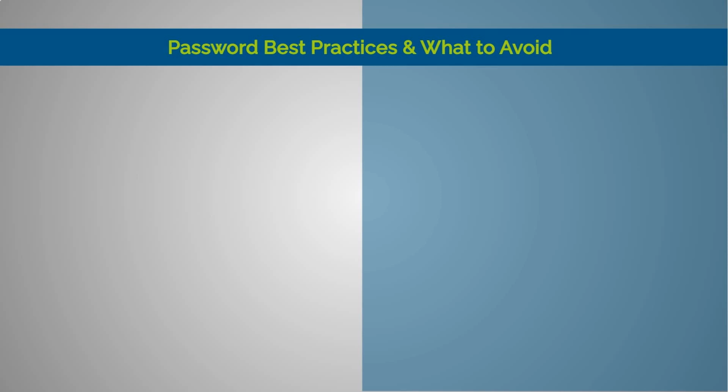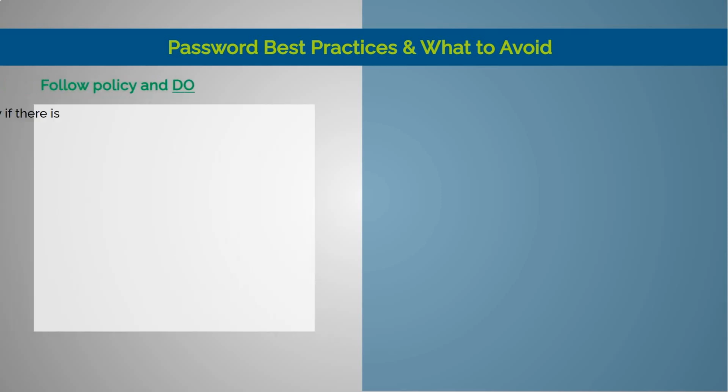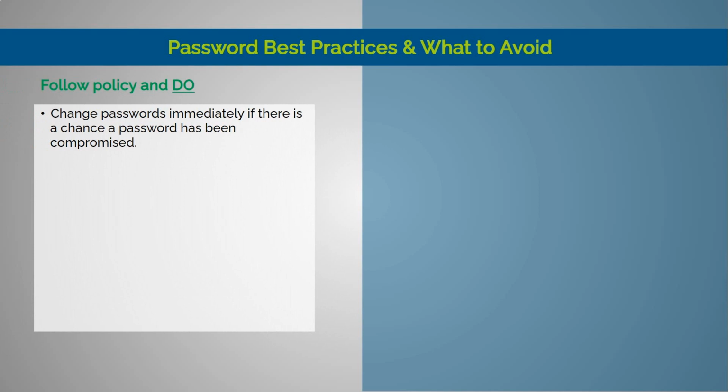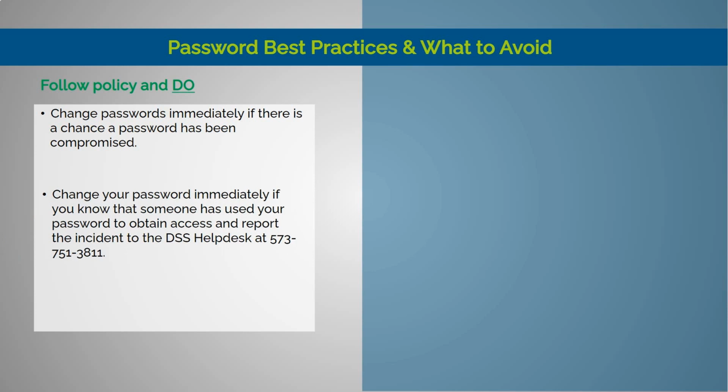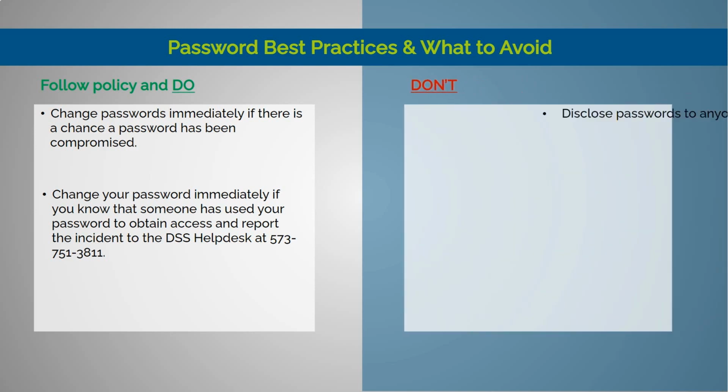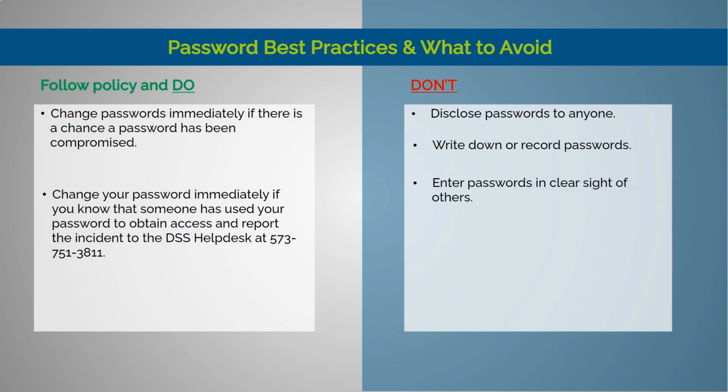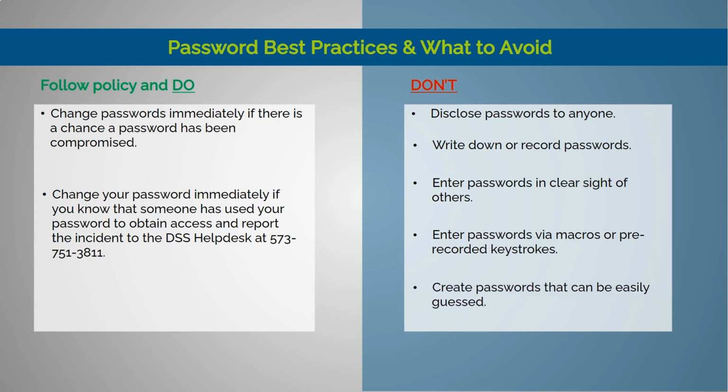So let's go over password best practices and what to avoid. Change your passwords immediately if there is a chance that your password has been compromised. Report if someone has used your password to gain access to DSS systems to the DSS Help Desk at 573-751-3811. Do not disclose your passwords to anyone. Don't write your passwords down or record them. Be aware of your surroundings and avoid entering your passwords in clear sight of others. Don't use pre-recorded keystrokes to enter passwords. Don't use passwords that could be easily guessed.